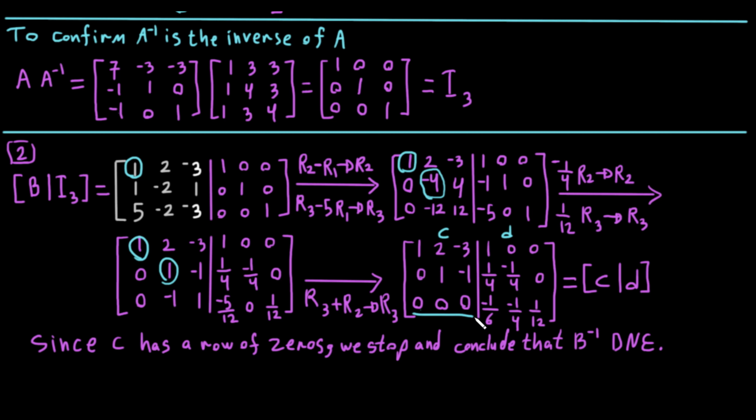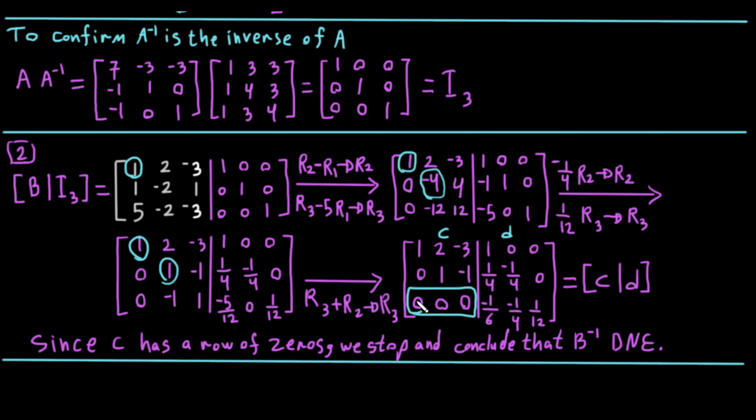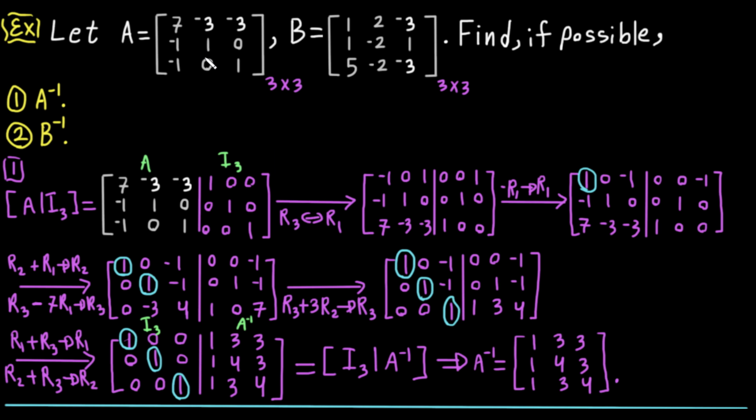Since here we have a 0 row, we conclude that we cannot transform B to the identity. Therefore, on this side, we will not get B inverse. So sometimes we cannot find the inverse of a matrix. Now we have finished. We have found the inverse of A, but we cannot find the inverse of B.